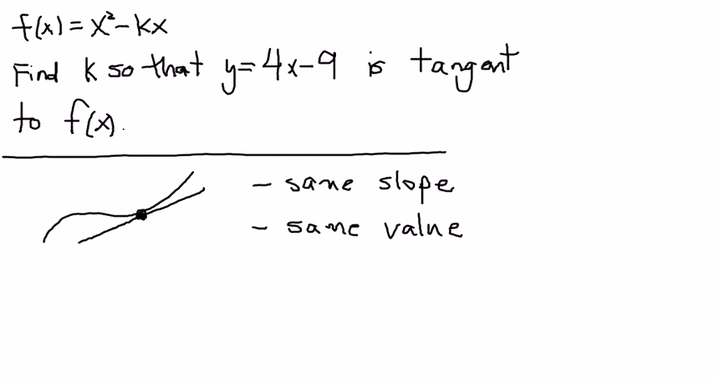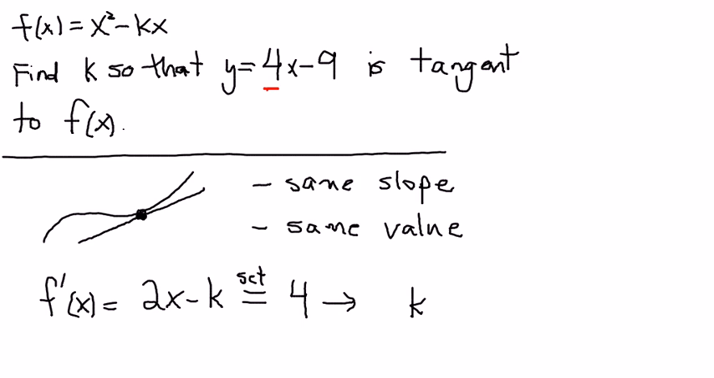So it probably occurs to you that the first thing you should do is take the derivative. And it probably also occurs to you that you want to set this equal to 4, because 4 is the slope of the tangent line. Now, that makes it pretty easy to solve for k. k then is something like 2x minus 4. Now what?